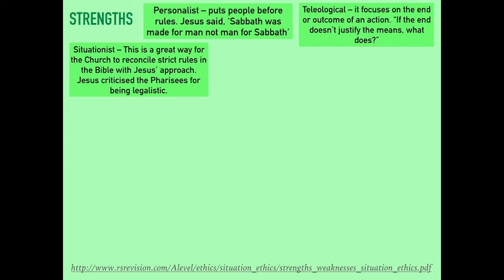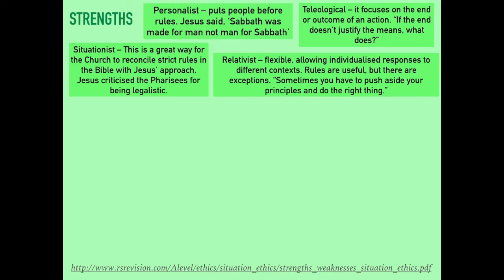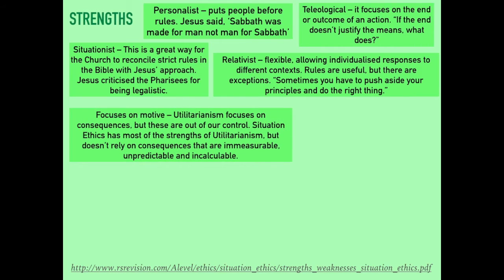It's also more useful in the modern world, and this links on to the next point, which is that it is relativist and it allows people to make individualized responses to different ethical issues in different contexts. Situation ethics is also concerned with motive, which is something that utilitarianism isn't that bothered with, and that seems to be important. That looked like an oversight in utilitarianism, and that has been rectified now in situation ethics.